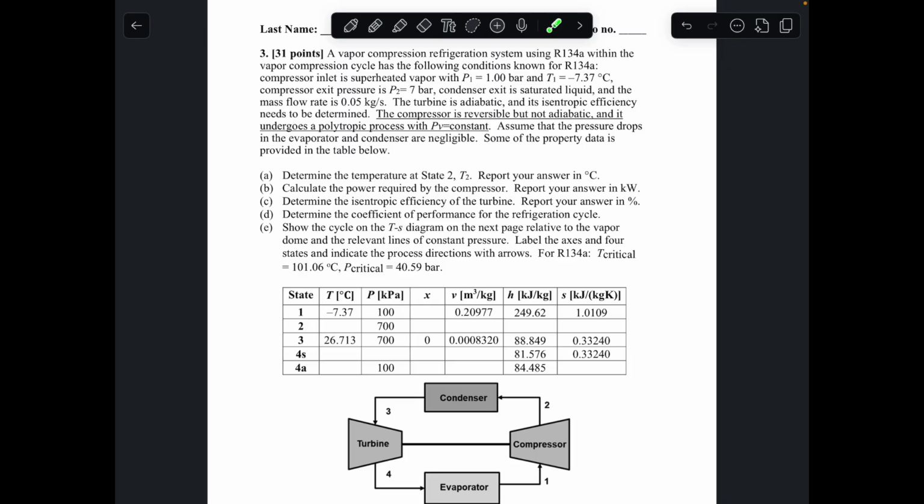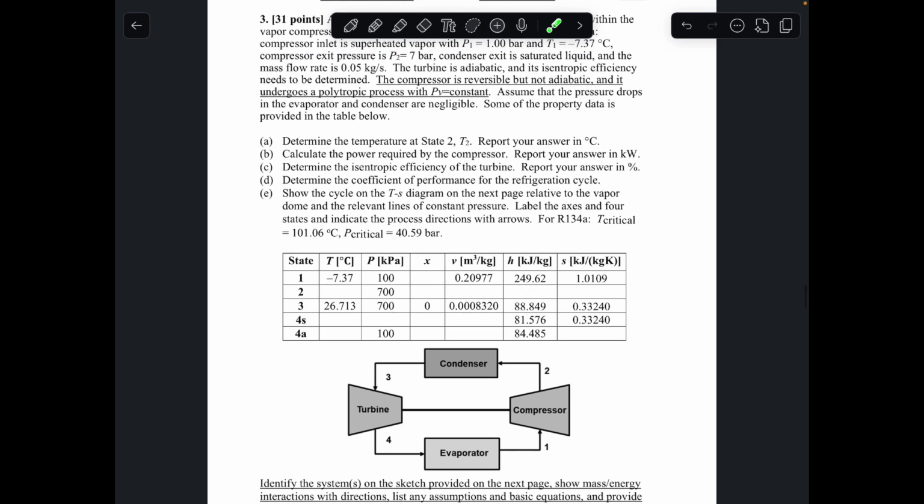has the following conditions known for R134A. The compressor inlet is superheated vapor with P1 equal to 1 bar and T1 equal to negative 7.37 degrees Celsius. So this is the state 1 down here that they're talking about. They give us the temperature and the pressure, and they tell us that this is superheated vapor. So I'm just going to write that right next to the state right here so that we remember it. I'll write it next to the table as well. We're at superheated vapor phase.